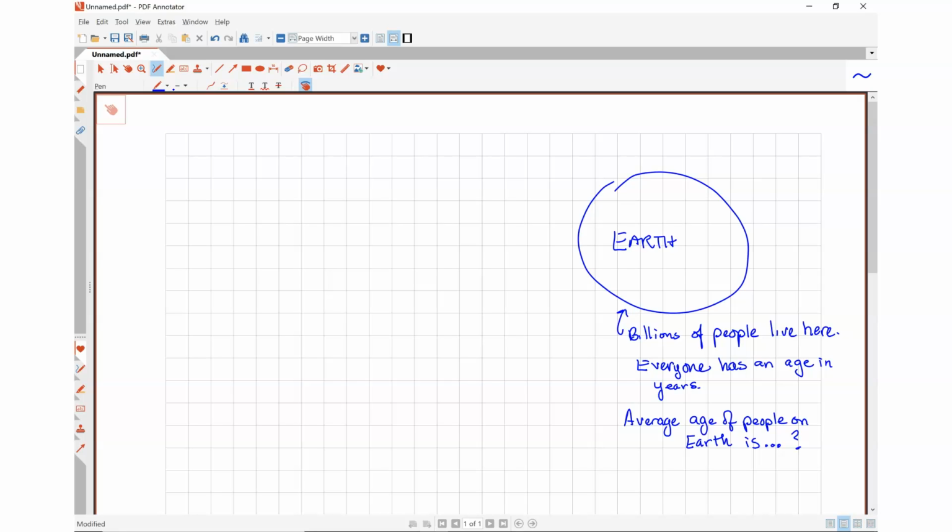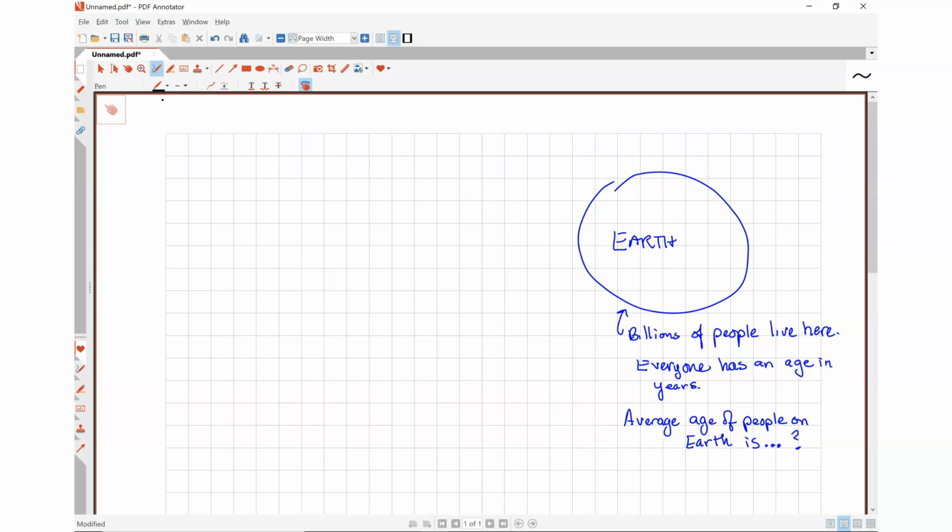What we do instead, if we want to compute the average age of the people on Earth, is we select a sample and see how old all those people are. And then I can use the average of that sample as an estimate for the actual average of all the people on the planet, which of course I can't know. It's just too many people.